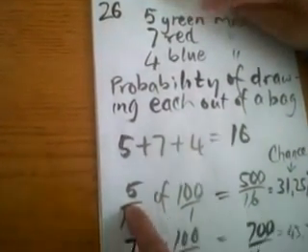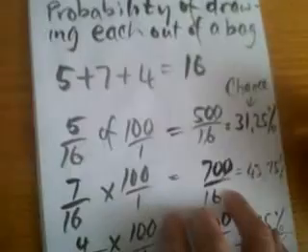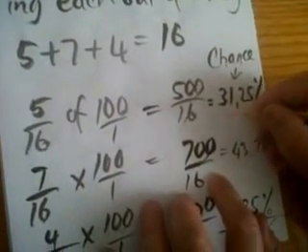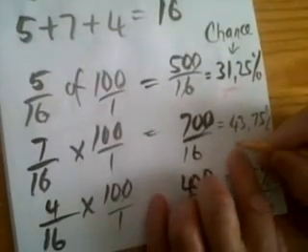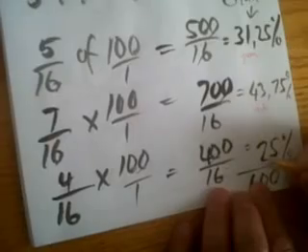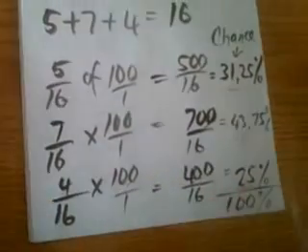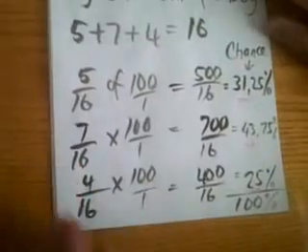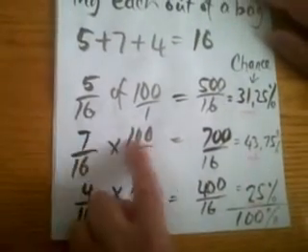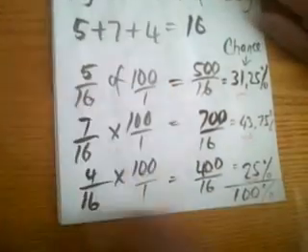It's 5 green marbles. So I should have written there green, you know, chance of finding a green ball. And this will be the chances of finding a red marble, and this will be the chances of finding a blue marble. It could be balls, it could be pies, whatever the case might be. Okay. And now you divide that 7 times 100 divided by 16 and 4 times 100 divided by 16.